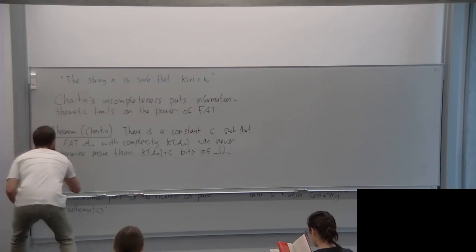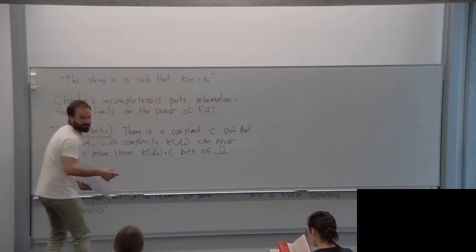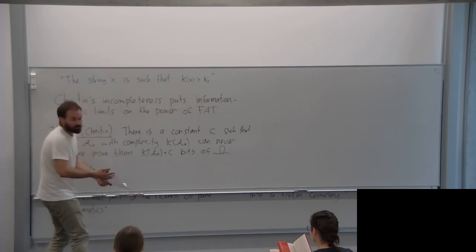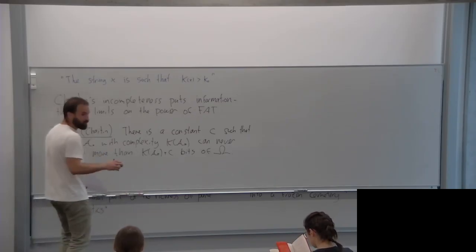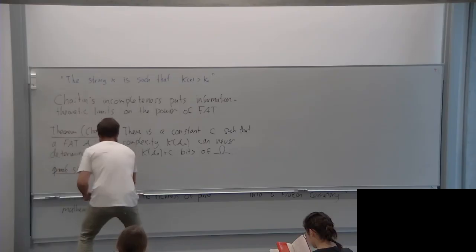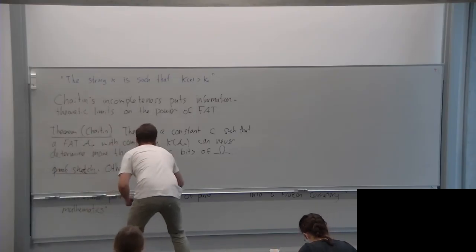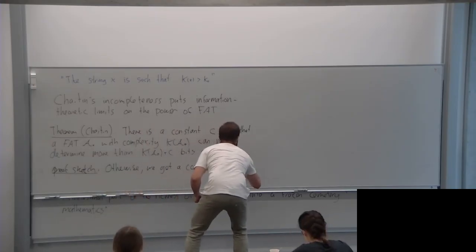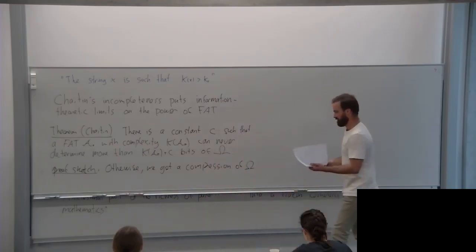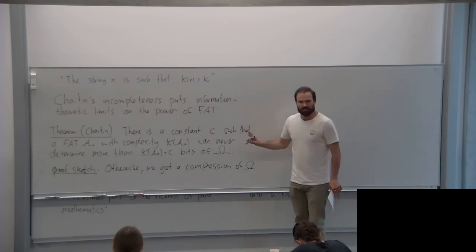And the proof sketch, read the book, because he writes it for a non-mathematician, and even a non-mathematician will understand his proof. But the proof sketch, if you want to do it formally for yourself, otherwise, we get a compression of omega. I leave the details to be filled. But questions on the statement?